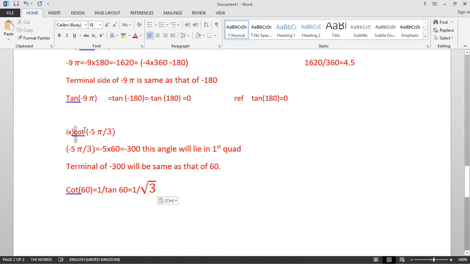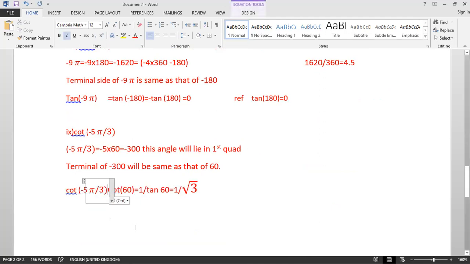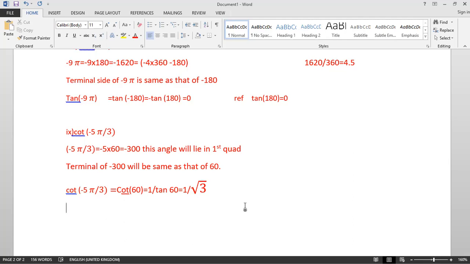We wanted to find cot minus 5 pi by 3, but we have given a valid justification of where this value is coming from. Minus 5 pi by 3 was actually minus 300, which is equal to 60 degrees. So it is easy for us to understand that cot 60 is the reciprocal of tan 60, and we have to learn the value orally. It will become 1 over under root 3, the correct answer.